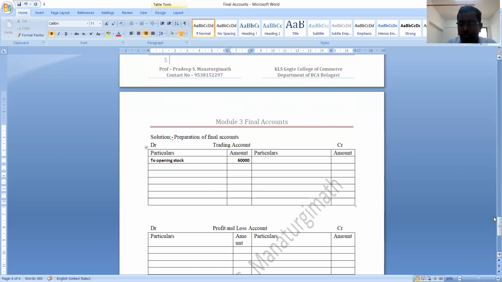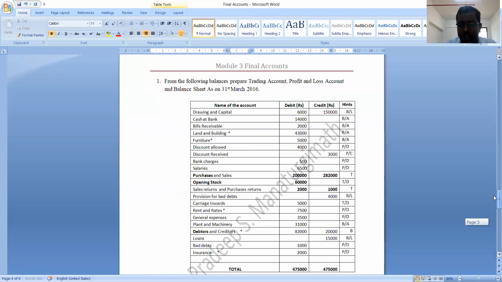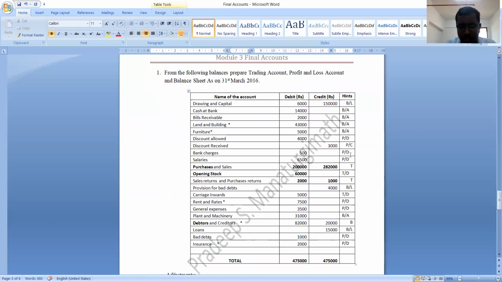Then after opening stock, what is the next item that we need to record in trading account? Yes, just go through the hints here. See here. Here is T. T indicates trading account. So both purchases and sales must be recorded in trading account. Understood? And you should be careful because along with purchases and sales, they are given sales returns and purchases returns. See here, purchases will show debit balance, purchases returns will show credit balance, sales will show credit balance, sales returns will show debit balance.